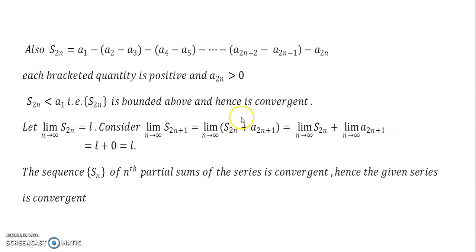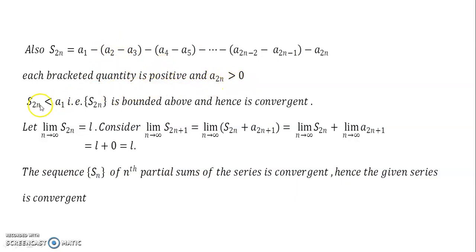Then also we have S2n. Just clubbing the terms except the first term, we have bracketed terms: a2 minus a3, a4 minus a5, and so on, up to a2n minus 2 minus a2n. Except the first and last term, you can bracket all intermediate terms. So each bracketed quantity is positive and a2n is positive.